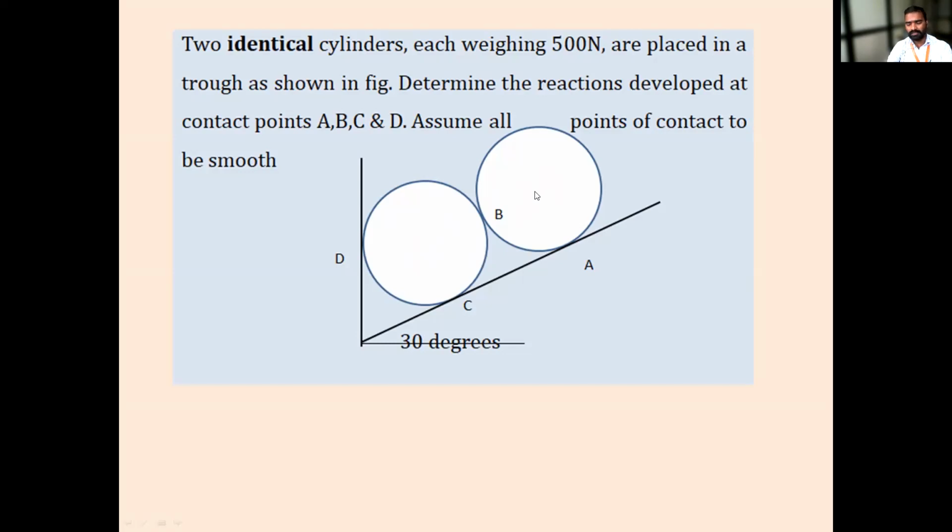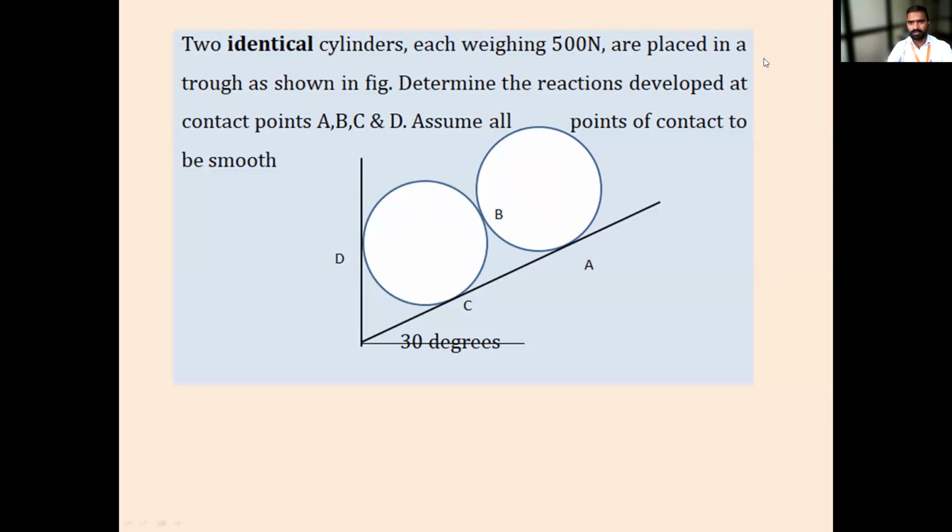Whenever there is a problem on cylinders, like 2 cylinders or 3 cylinders, you have to select a cylinder that is subjected to only 3 forces. In this problem the first cylinder is subjected to 3 forces: one is the weight of the cylinder, the next are the RA reaction and the RB reaction. How many are unknown? 2. RA and RB are unknown. So with 2 unknowns, from the theorem we can find RA and RB. Again, you have to come to cylinder 2.